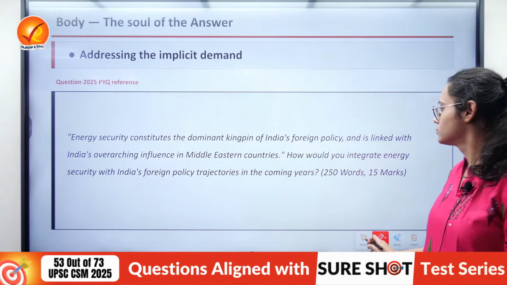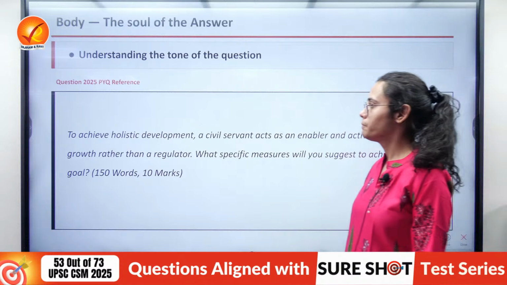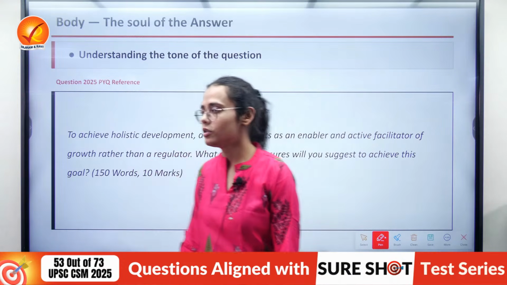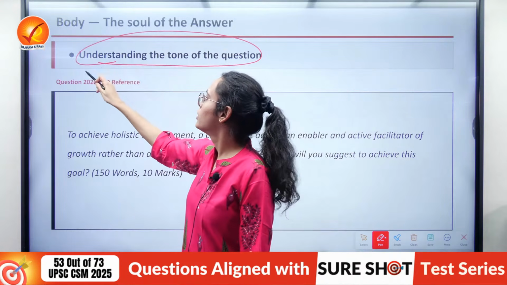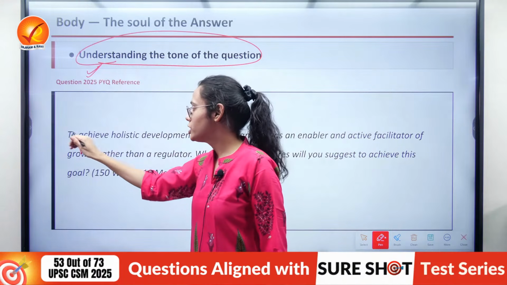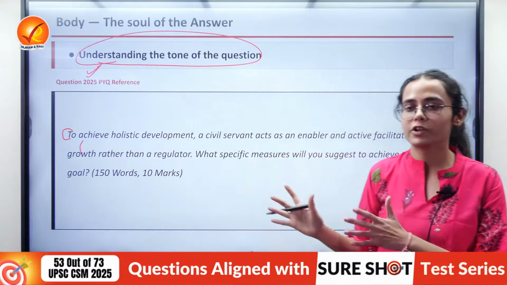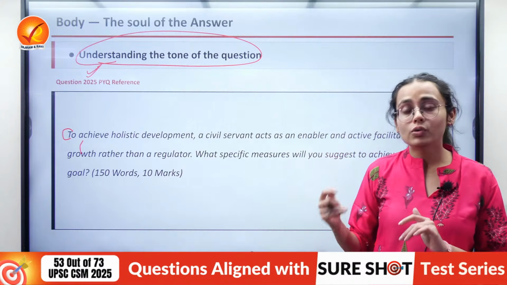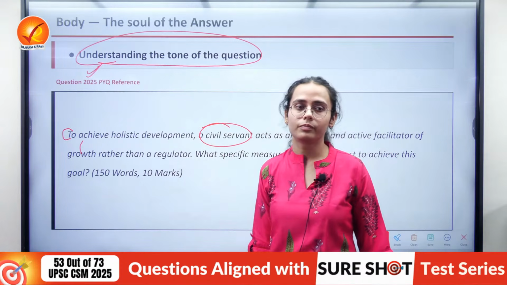Understanding the tone of the question. I think Sarev has sort of told you about understanding the tone of the question. This same question could have been in a very positive tone, but the question is putting civil servants or civil services in a bit of a grey area.